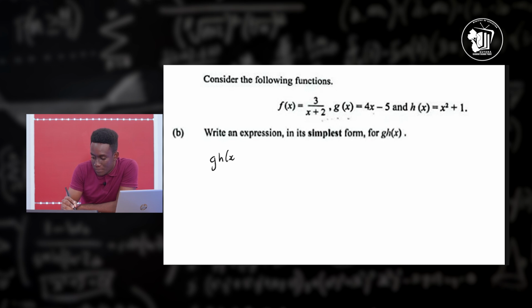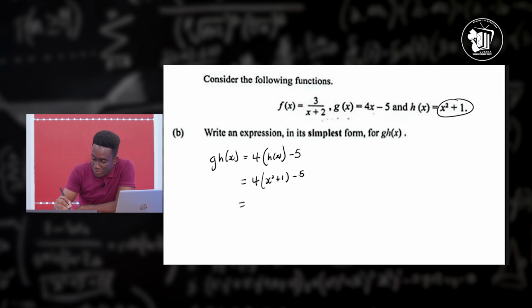So gh of x would be, you have the function g, and we're putting the function h inside of that. The function g is 4x minus 5. So instead of x, we'll have h of x, minus 5. We can rewrite this as 4 multiplied by, the function h of x, which is x squared plus 1, minus 5.